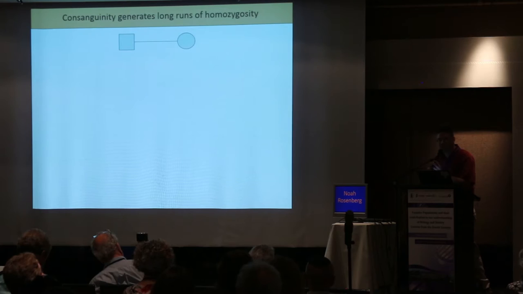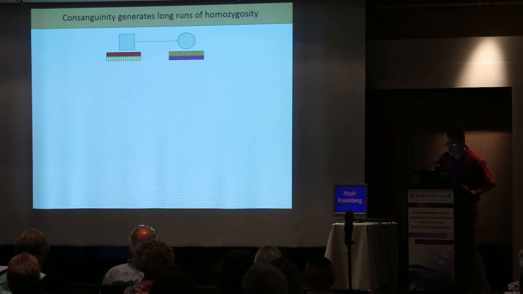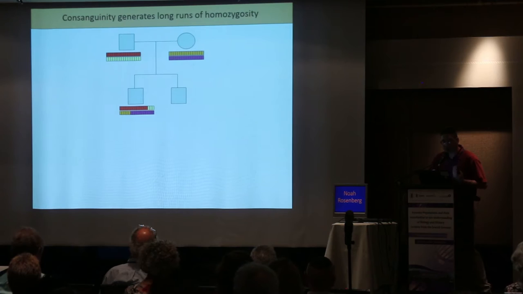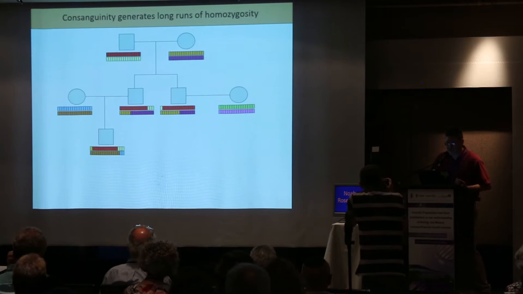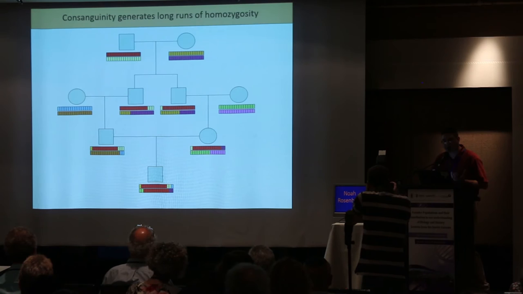So imagine this particular couple. The father has two chromosomes here, shown red and yellow, the mother orange and purple. And of course, in the offspring, each offspring gets a recombinant chromosome from each of the parents with different recombinations in different offspring, propagating those chromosomes through the pedigree. If we reach a consanguineous marriage, here's a first cousin marriage, then the offspring of that consanguineous marriage, a marriage between relatives, can inherit the same piece of genome identically by descent from both parents.